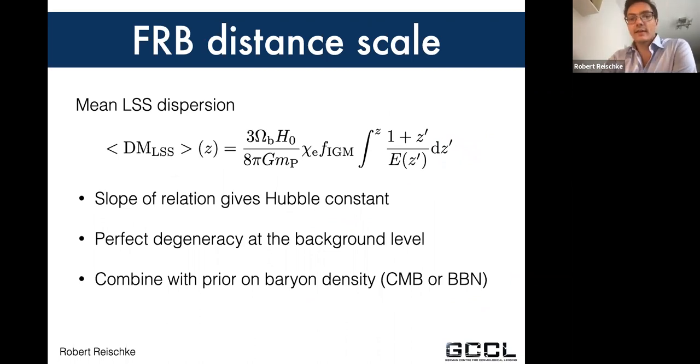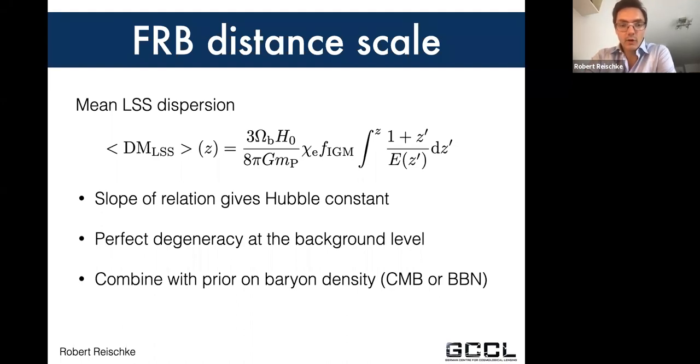So what kind of distance scale do FRBs basically provide? And as I said at the beginning, in the dispersion measure you have a distance measure inside the expression. And if you write down the contribution from the large scale structure as a function of redshift a bit differently, it looks like this. So you have the baryon density, you have H naught there. And you again have the fraction of ionization of the IGM, and you have an integral over the Hubble function and some factors of 1 plus z.